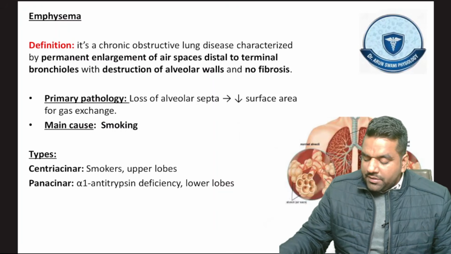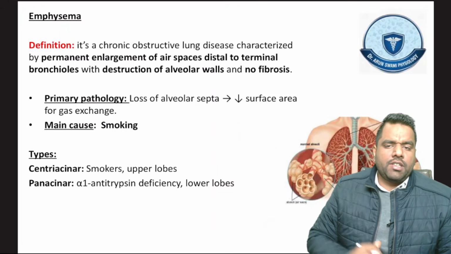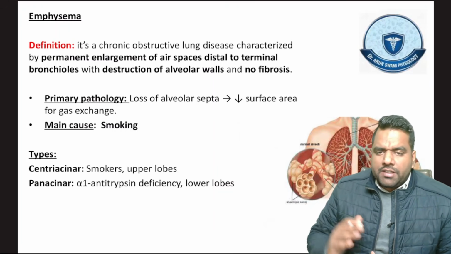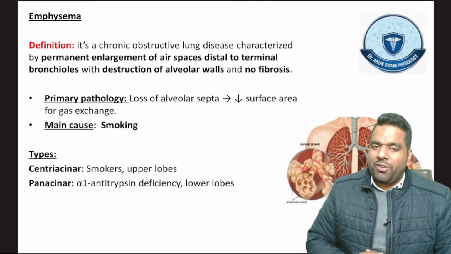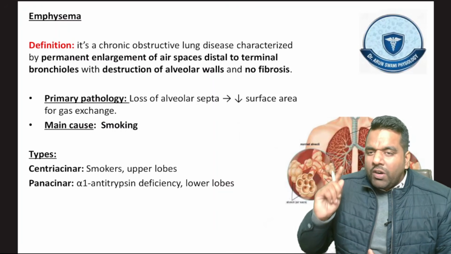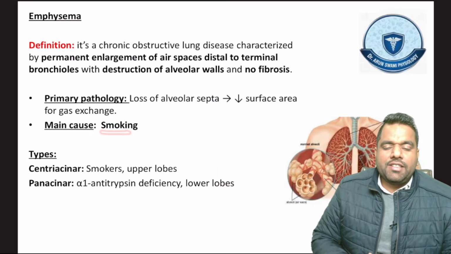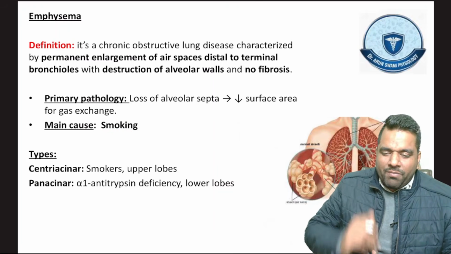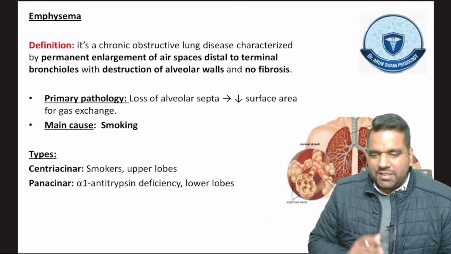Now guys, please pay attention to emphysema. What is the primary pathology? The primary pathology of emphysema is loss of alveolar septa and decreased surface area for gas exchange. Now, what is the main cause? The main cause of emphysema is smoking, right? So, today onwards, you should quit smoking. So, the main cause is smoking.